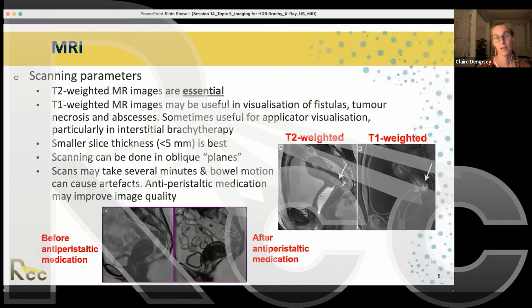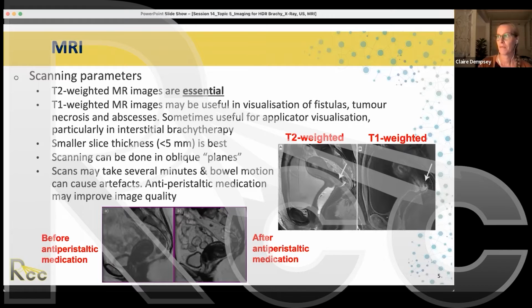If you have the ability to, T1 weighted MR images are also really useful. You can sometimes see the tumor necrosis and abscesses and any fistulas as well when you're doing your scan. So having a T2 for your planning and a T1 that are fused together, you can then create an even better visualization of where your tumor is.